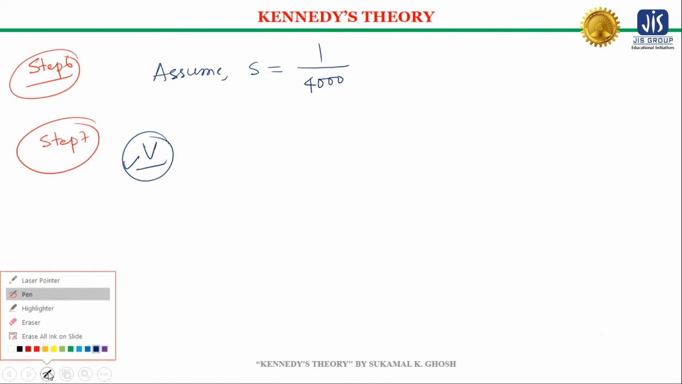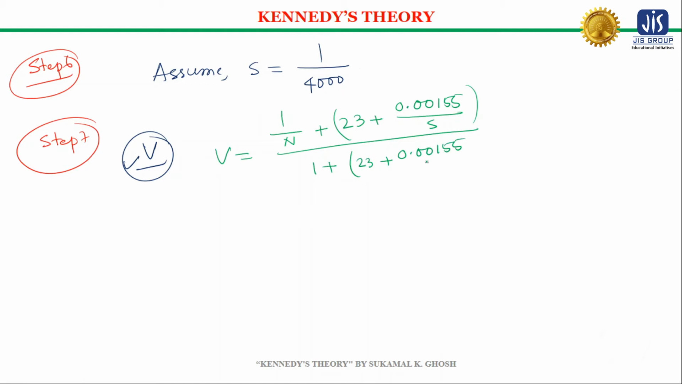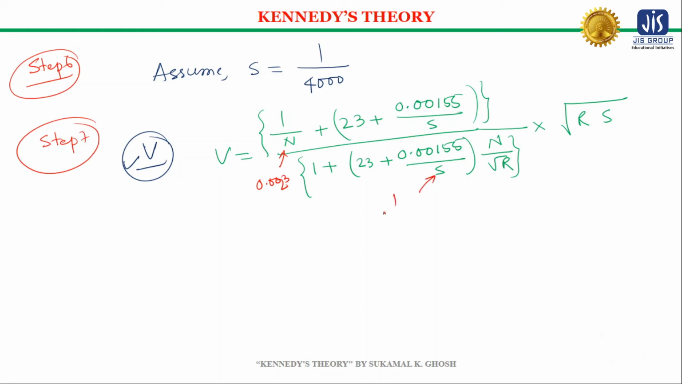So we know according to Kutter's equation, V is equal to (1/n plus 23 plus 0.00155/S) divided by (1 plus (23 plus 0.00155/S) n/root R) into root R. Okay, so if you put all the values, n is equal to 0.023 and S is equal to 1 in 4000, and the value of R we have just calculated.